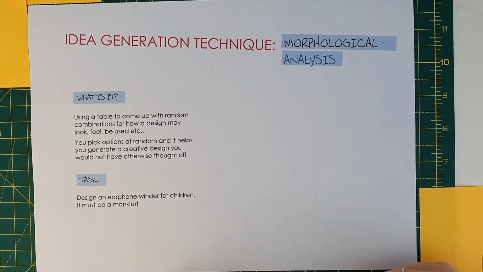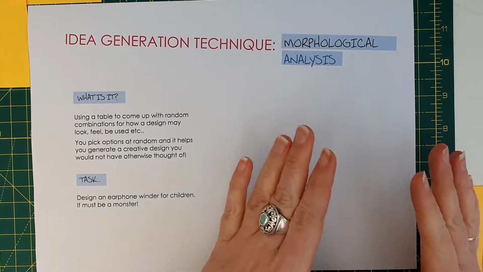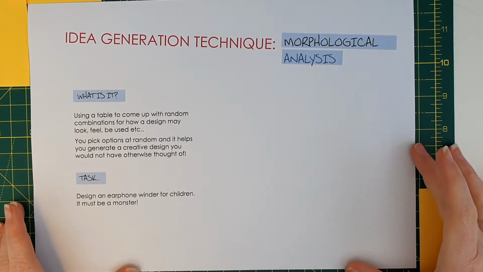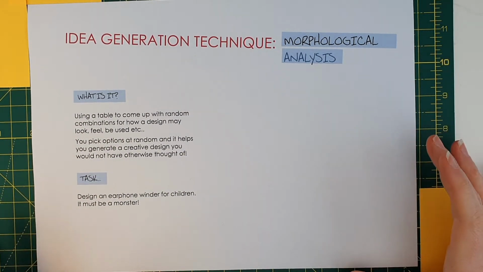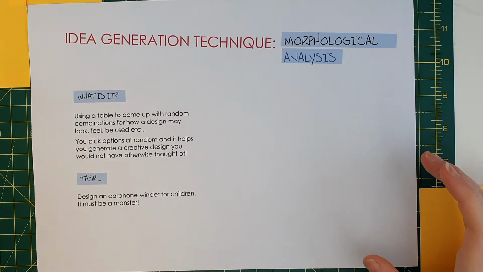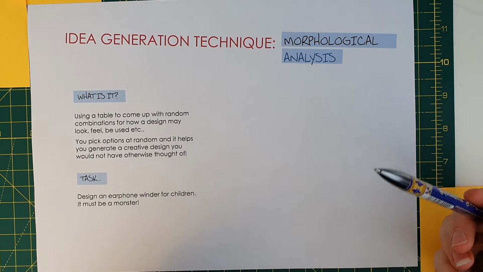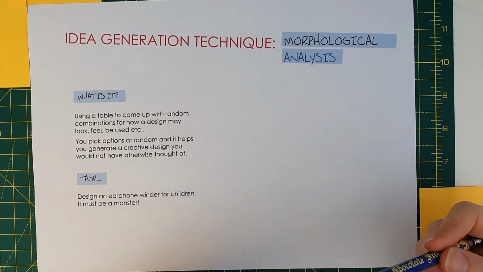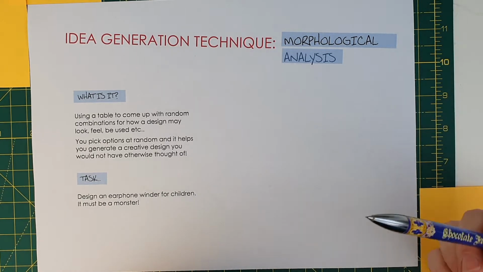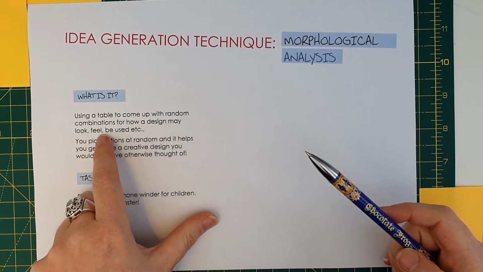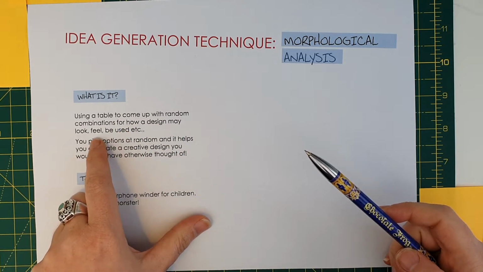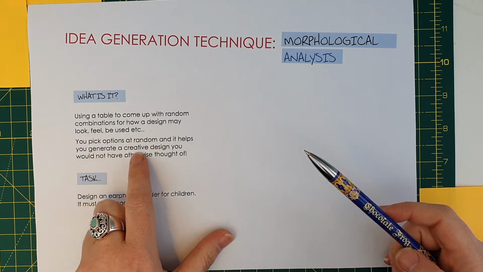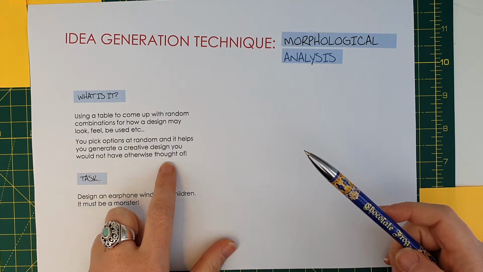The first technique we're going to focus on today is morphological analysis. Sounds a bit scary? Not at all. It's a really quick and easy way for you to come up with creative ideas. It's all about using a table to come up with, it's almost like a random generator of words and combinations. So using a table to come up with random combinations for how a design may look, feel, be used. You pick options at random and it helps you generate a creative design you would not have otherwise thought of.